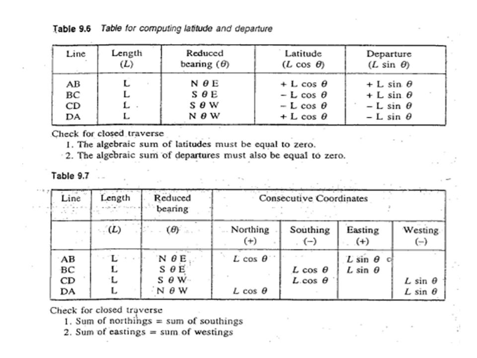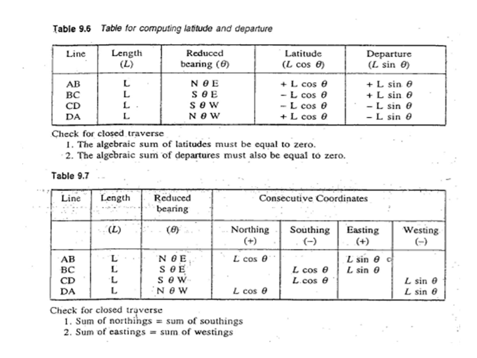So consider the line AB. It has L cos theta, therefore it should be entered in the northing column. Similarly, the departure of AB is plus L sin theta, therefore it should be entered in the easting column. Then consider the next line BC. It has a latitude of minus L cos theta. Since the latitude is measured towards south, it is negative, therefore it should be entered in the southing column. And the departure is plus L sin theta. Since it is plus, it is measured towards east, therefore it is entered in the easting column.